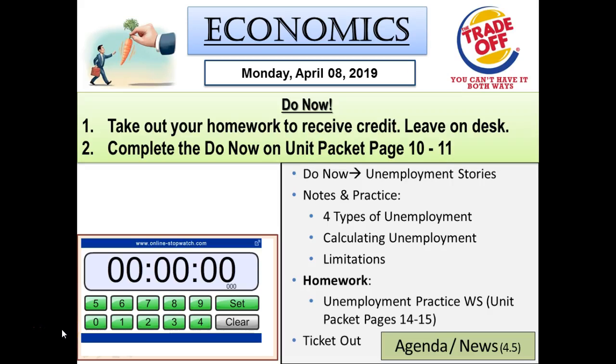Hello again. We're looking at unemployment today. This is day 5 of Unit 4. The due now on pages 10 and 11 give you an opportunity to read about unemployment from the perspective of a worker and a small business owner, and then think about those two scenarios as we go through the exercises today. We'll look at 4 different types of unemployment, then we'll calculate unemployment.